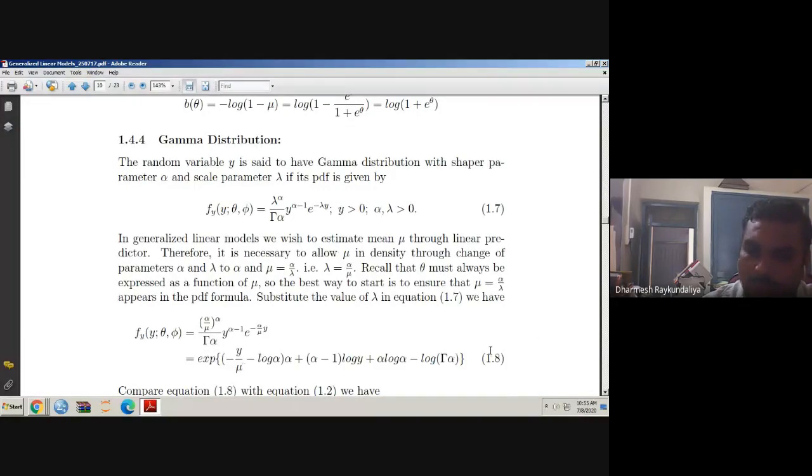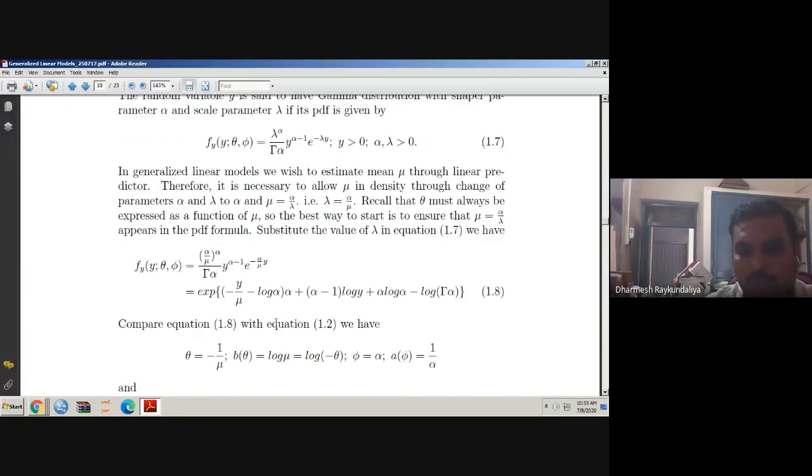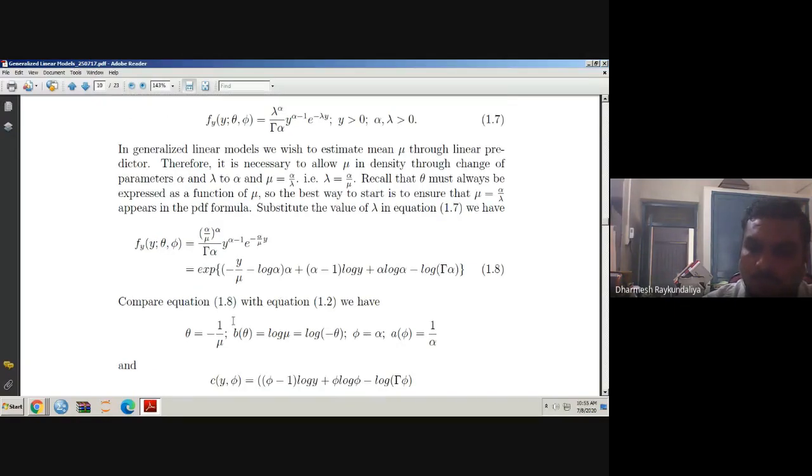Now compare 1.8 with 1.2, and you can see that theta equal to minus 1 by mu, and here this quantity is mu. So b theta equal to log mu. If we avoid the minus sign, then the link is said to be an inverse link. Whenever we talk about the gamma distribution, the link function is an inverse link function. Inverse link function means the expected response is connected with the predictor via inverse link. That means here we write 1 by mu equal to beta 0 plus beta 1x. That means mu equal to 1 upon beta 0 plus beta 1x.